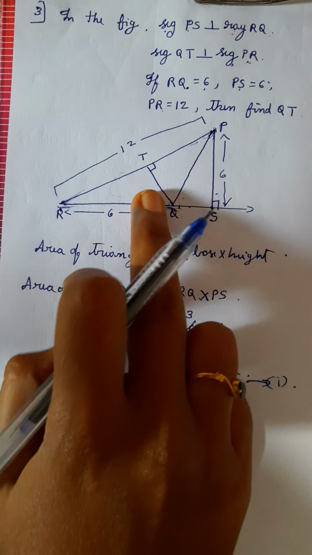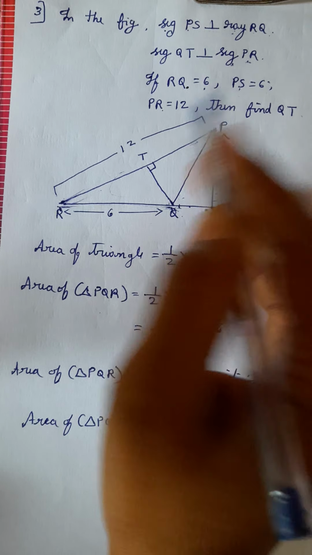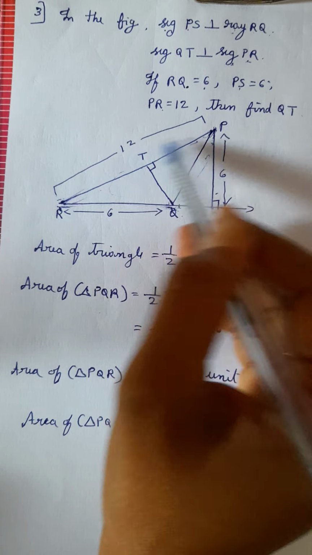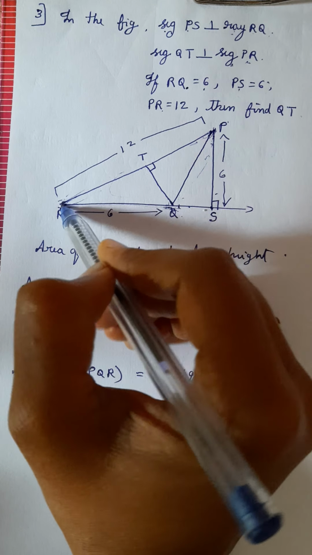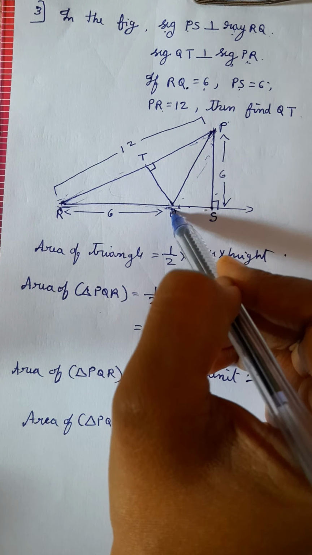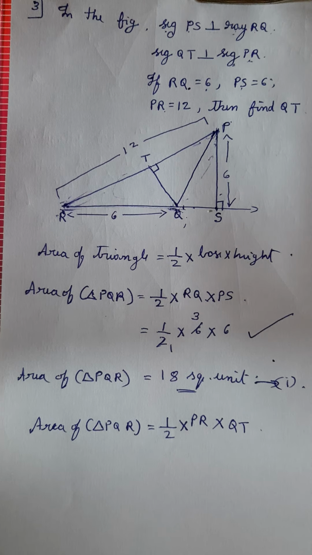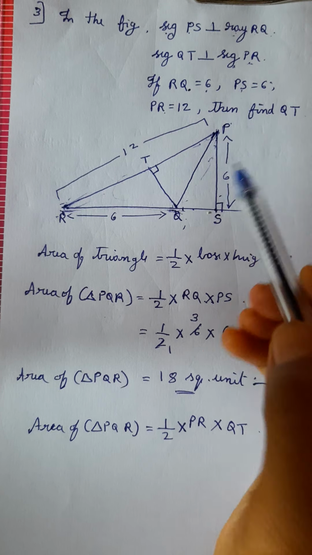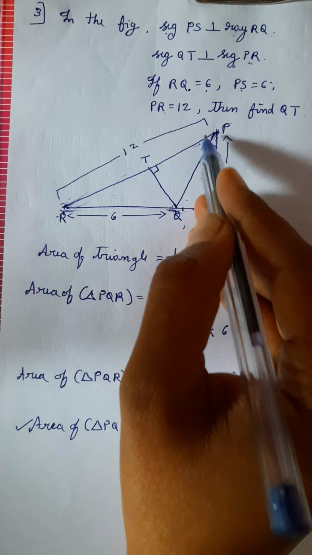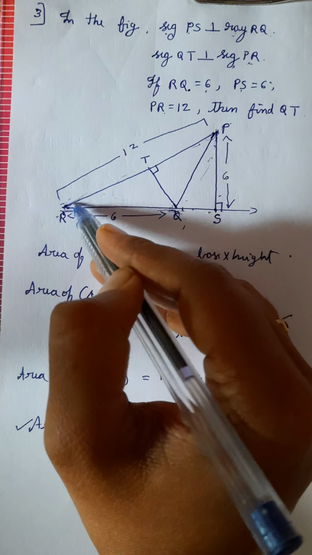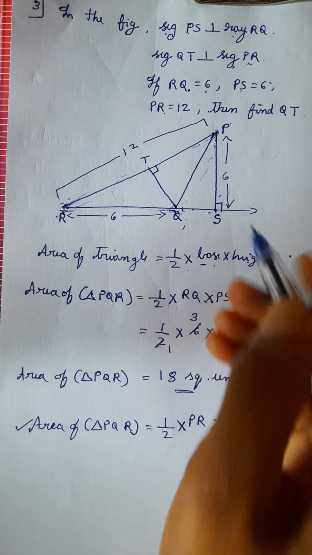So here also you consider the same. In triangle PQR, the triangle is same but the base is different. Base I am considering as PR. So then height will be QT. If PR is the base, QT is the height. If RQ is the base, PS is the height. So here the area of triangle PQR, same triangle we are considering, but while applying the formula half into base into height, here I am changing the base.